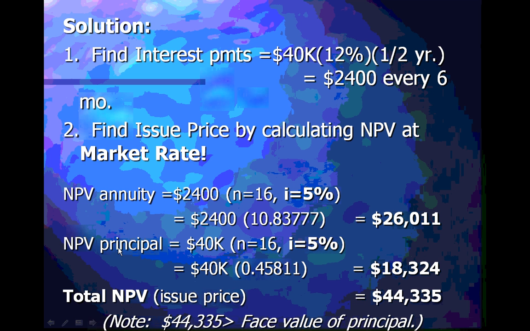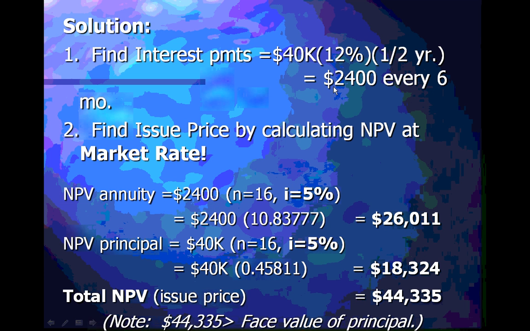Do the same thing for the principal. I go to a different table, same factors here, n equals 16, i equals 5. Again, we doubled the term because it's compounded twice a year, semi-annually, and the 10% gets cut to a 5% every 6 months. I go to the table B1, I get 0.45811 times 40K, I get 18,000. Add them up, I get 44,335.